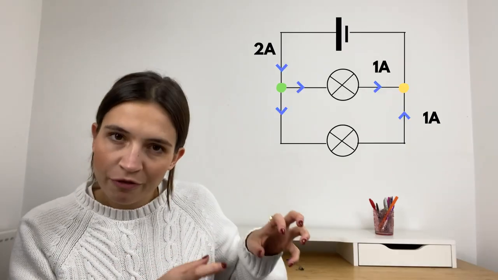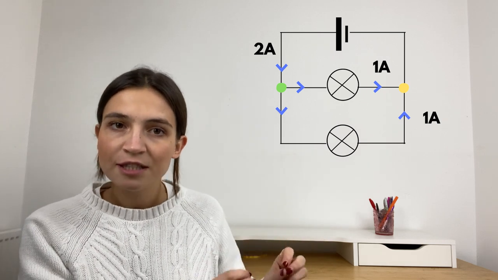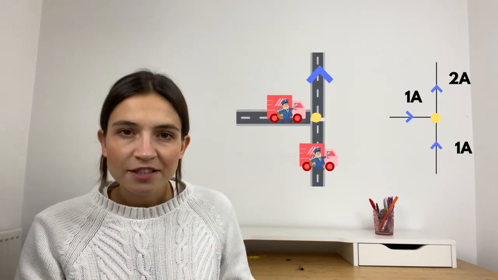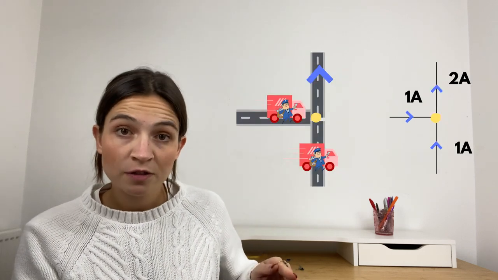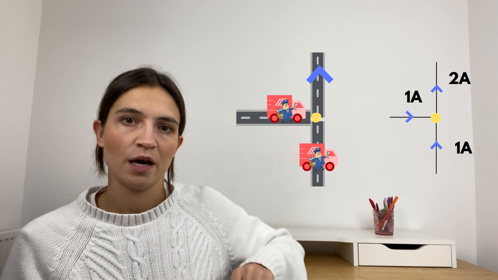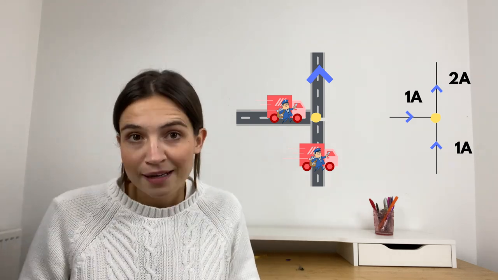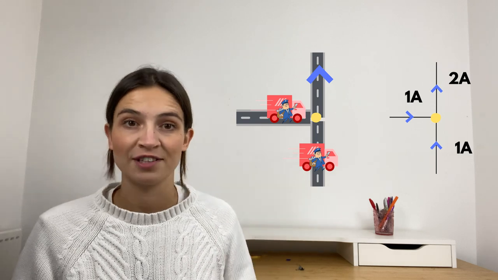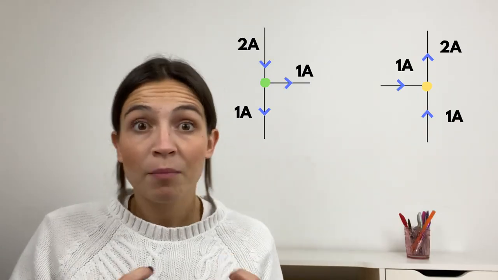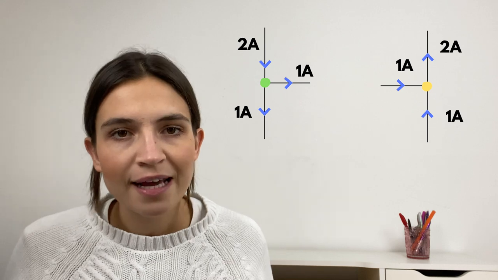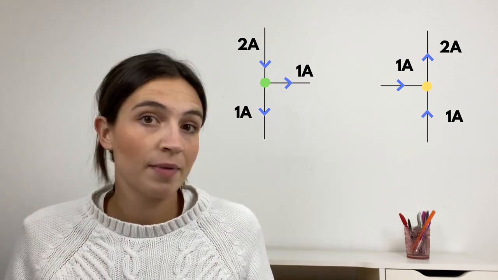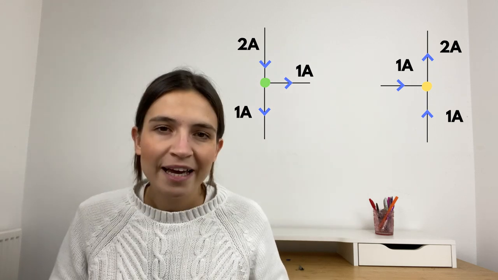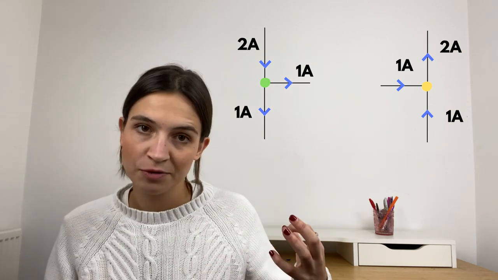Then we continue and we follow that current round until we reach the yellow junction now on the other side of my circuit. At this junction here, my 2 postmen come back together and travel up the same road. So now we have 2 amps flowing out of the yellow junction. You see, in both of my yellow and my green junction, my current into the junction was equal to my current coming out of the junction. For the green, 2 equals 1 plus 1. And for the yellow, 1 plus 1 is equal to 2.